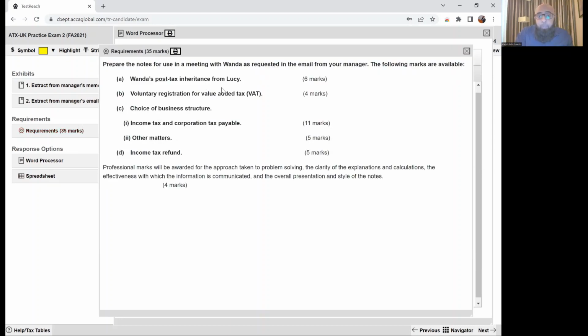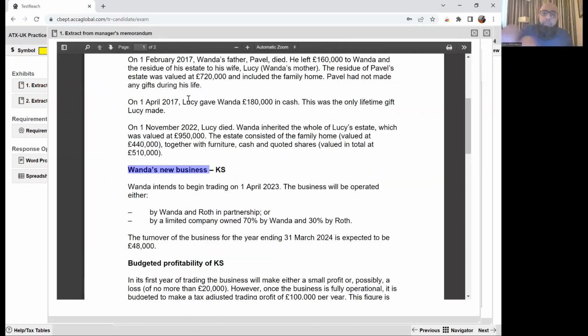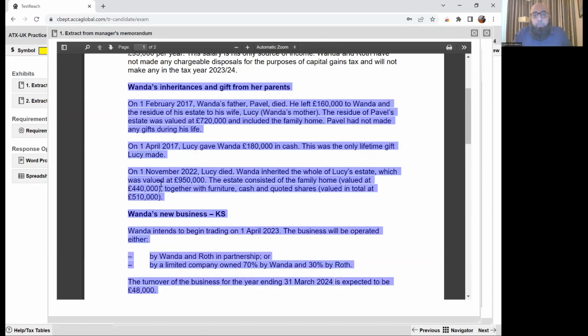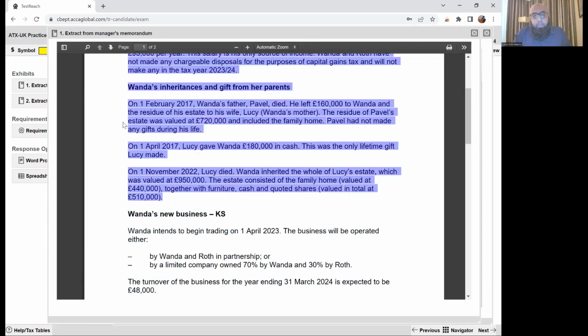Now this is a separate requirement of how many marks? 6 marks. Okay. Now we can solve it from just this portion. No need to read the entire question. It can be solved from here. It can be solved from this data. Now, on 1st November 2022, Lucy died. Venda inherited the whole of Lucy's estate, which was valued at 950,000. Now we have to calculate the post-tax inheritance.